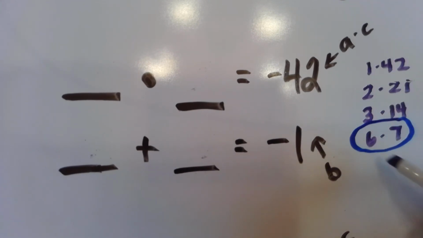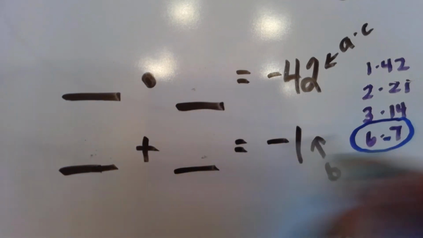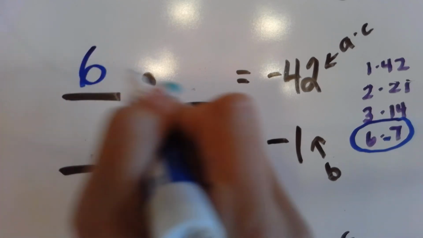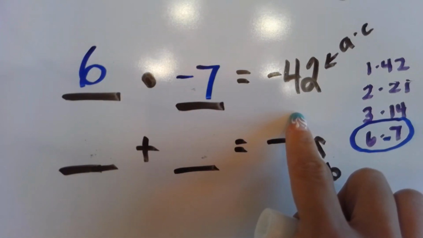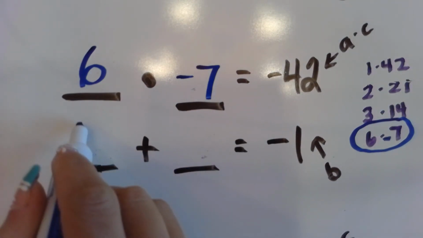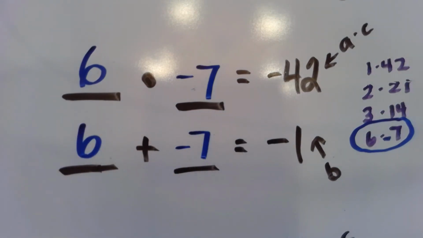Now, we have to determine which one's going to be negative. So 7 minus 6, if we did a -6, that's a positive 1. That means this one's going to have to be the -7. So let's try it. 6 times -7 is -42. 6 plus -7 is a -1.